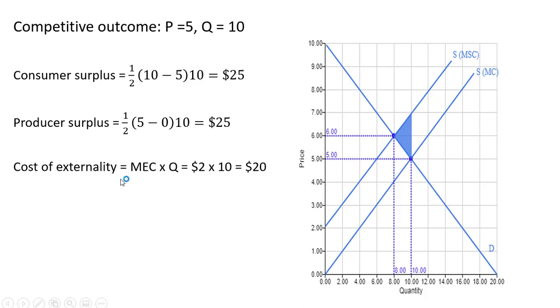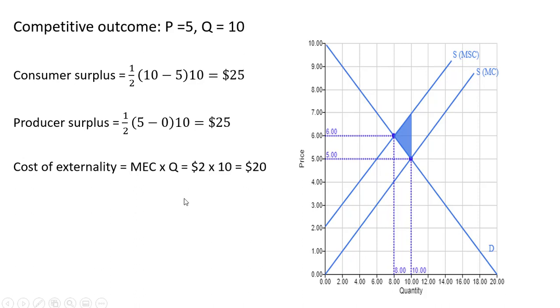The last thing we want to get is the cost of the externality. So this market outcome is producing 10 units, but each of those units provides, say, $2 of environmental damage, $2 of marginal external cost. So 2 times 10, we have $20 of externality being created here, negative externality being created in this problem.